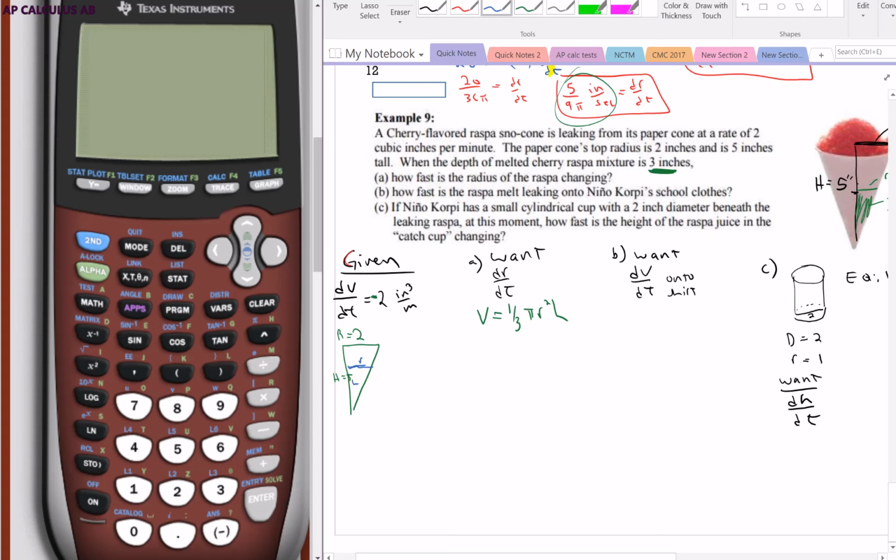So we can create this other relationship, this other secondary equation, which is going to be big H over big R equals little h over little r. And big H and big R don't change, so that's why I went ahead and plugged those numbers in, right? Those are the size of the cone. You don't buy a cone and the cone's getting bigger and smaller. It's the stuff inside that's bigger or smaller. So basically we have 5r equals 2h.